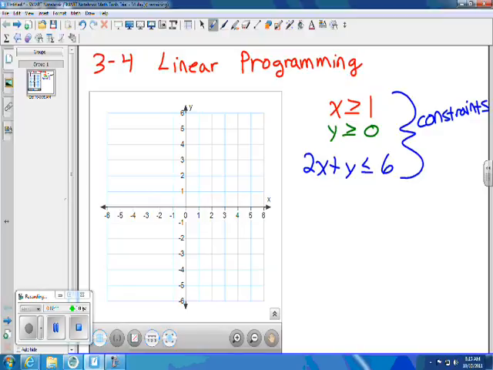So for that first one, what kind of line would that be? X is greater than or equal to 1, or x equals 1. Vertical line. So all you need to do, and it would be a solid line, so x equals 1 right here. So we draw a solid vertical line. Now, which way would be greater than that, to the left or the right? To the right, not a trick question.